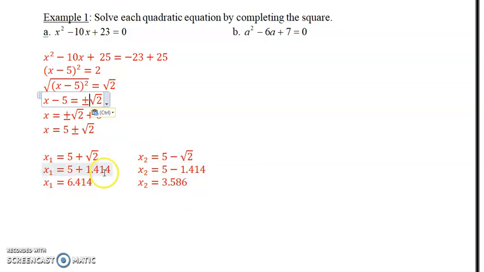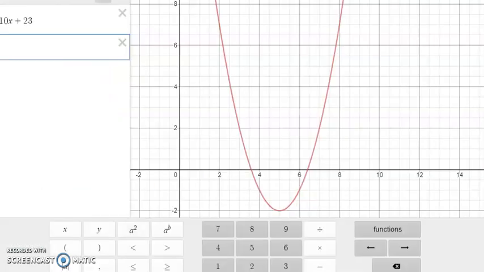Again, it's a decimal. This is an irrational number, so it does go on forever, but I just rounded to the thousandths place. I'm going to bring up Desmos just to show you that you will get these two. So plug this in, your original equation, x squared minus 10x plus 23. Remember I said in class you can't get these wrong, so what we'll do is bring up Desmos.